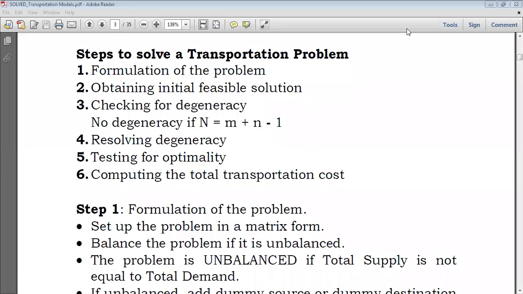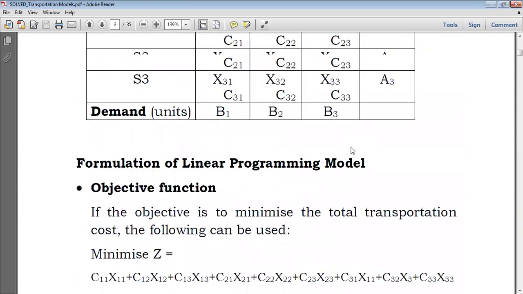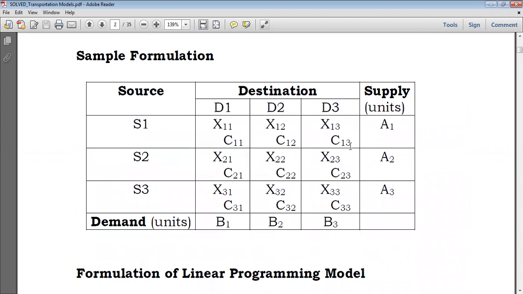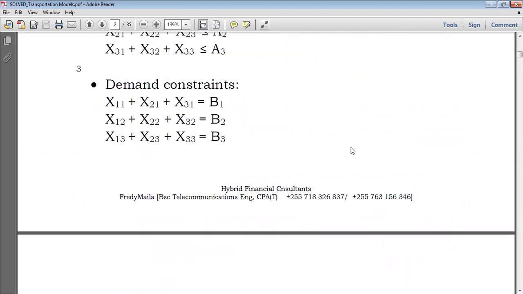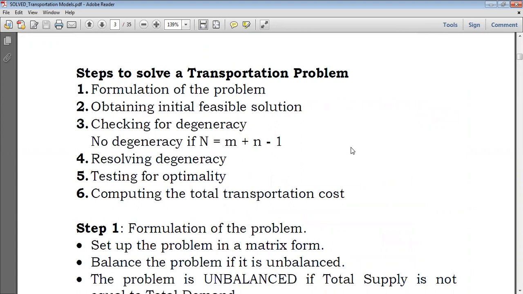Hello everyone. Now let's proceed with our topic of transportation problems and quantitative techniques. Previously, we explained how to formulate the problem, and right now we are just going to take a look at the steps involved in solving a transportation problem. So these are the general steps, and then we'll take a look at one after another.